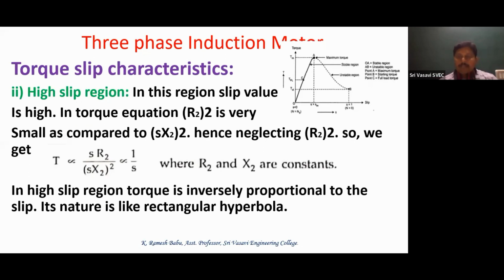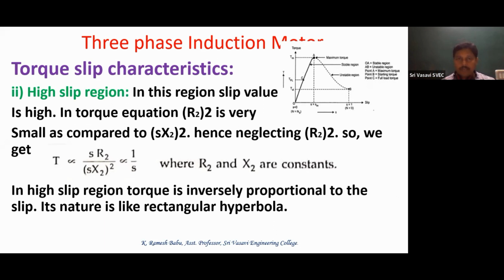when the load demand increases, the speed will decrease. When the speed decreases, slip will increase. But according to this formula, T is directly proportional to 1 by S, so when slip increases, torque must decrease. But torque must actually increase to satisfy the load demand.